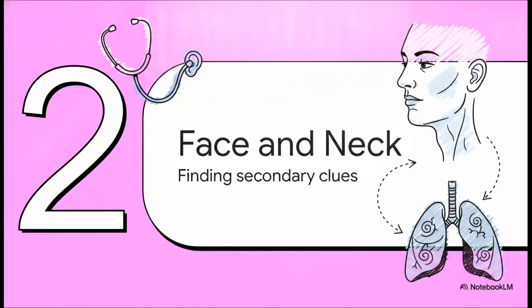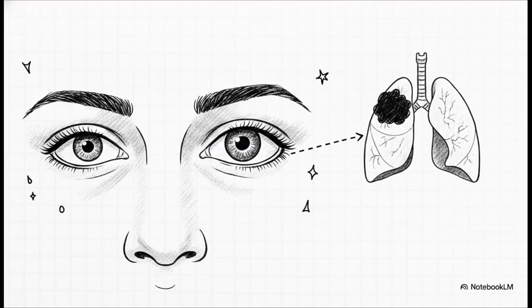Moving right along to Section 2, examining the face and neck. This is where we find some really critical secondary clues. Just by inspecting the eyes, we might reveal a surprising lung connection called Horner syndrome. It's a triad of signs: ptosis, which is drooping eyelids, miosis, or small constricted pupils, and anhidrosis, which is a lack of sweating on one side of the face. This matters because it can be caused when a tumor in the very top apex of the lung, like a Pancoast tumor, literally presses up against the thoracic nerve chain.